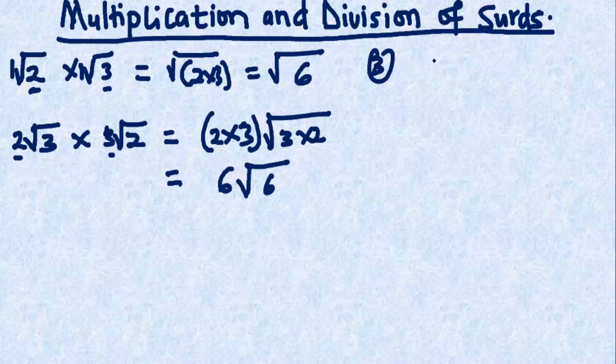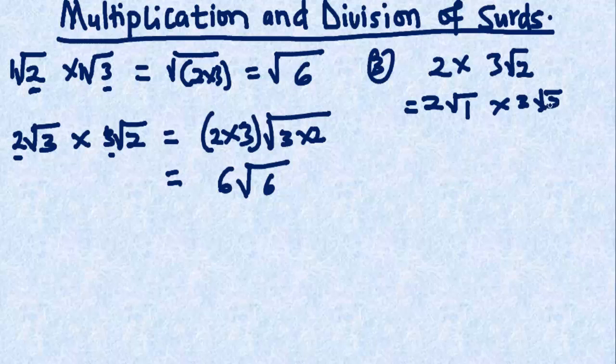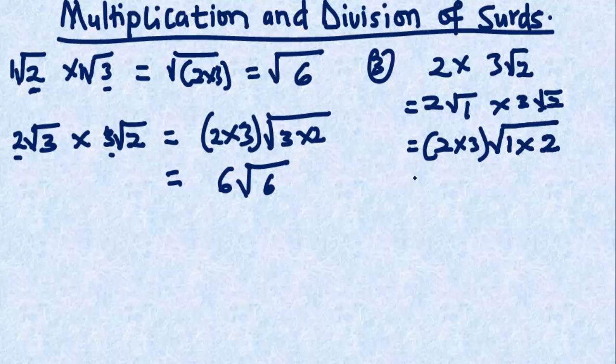Also, sometimes just a number will multiply a surd, like 2 multiplying 3 root 2. In this case, realize that 2 has a surd, but what is root of 1? You know that root 1 is 1. So 1 root 2 multiplies 3 root 2. Numbers outside the root will multiply, which is 2 times 3. Numbers inside the root will also multiply, which is 1 multiplied by 2. So when you simplify, we have 6 root 2. As simple as that.